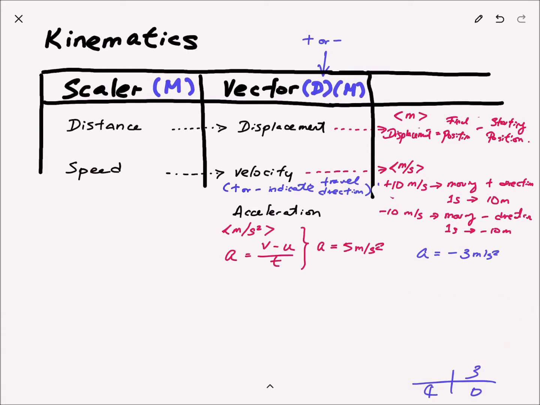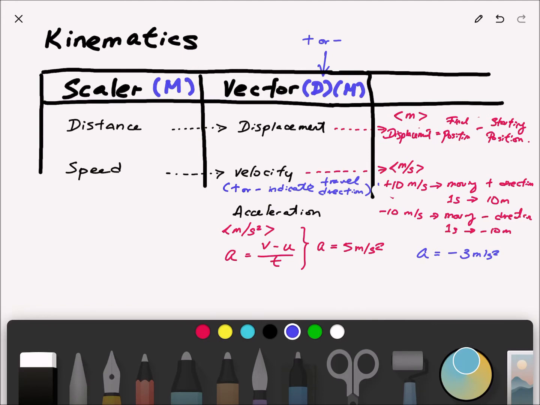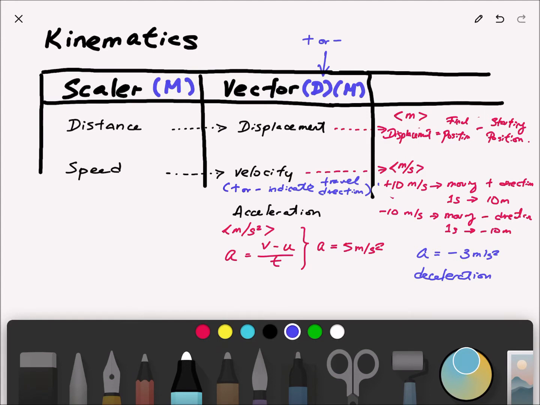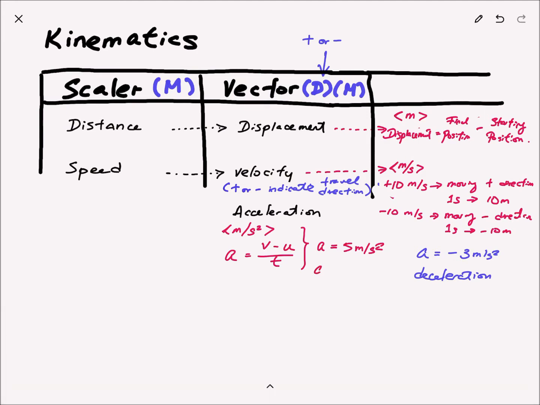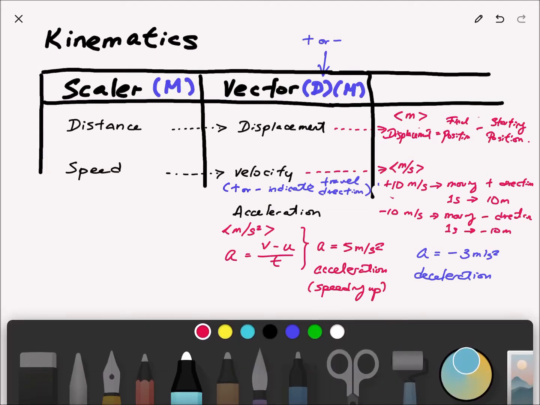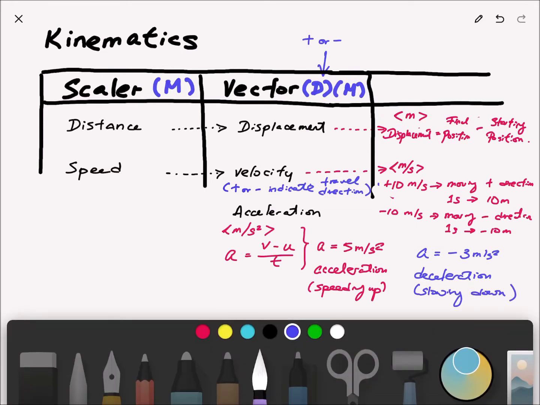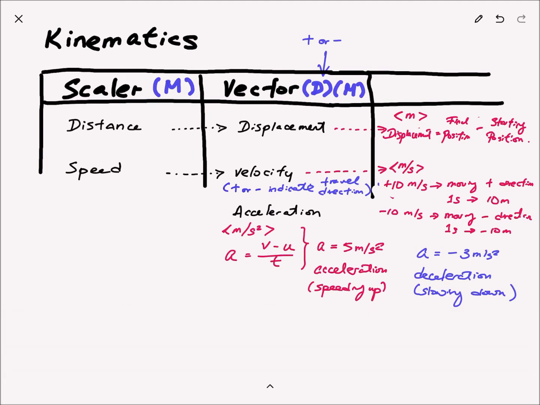So that is what it means by a negative acceleration. Now what you notice is that when you have an acceleration that is negative, for your current syllabus, it is actually called deceleration. That means it is slowing down. And if you have a positive acceleration, this means that it is speeding up. So when we say that an object is accelerating, it means that it is speeding up. If we say that an object is decelerating, it means that it is slowing down. So when you have this parameter, just be very careful.